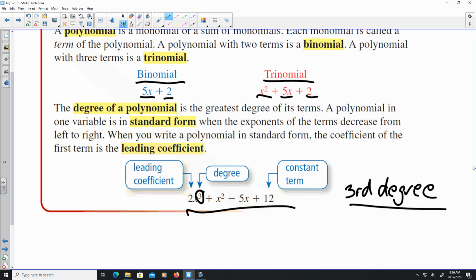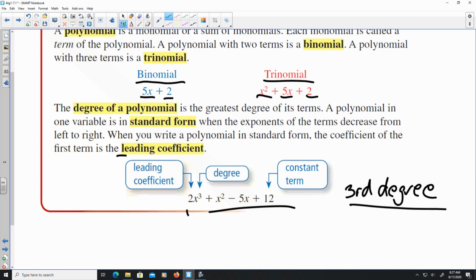To write things in standard form, in this case, it's already written in standard form. What you are going to do is pick the term that has the largest degree, put that in front, and then write terms in decreasing value. So if you look, I've got x to the third, x squared, x to the first, no variable at the end. Anything that has no variable is considered a constant term. So it's got nothing to do with the value in front of the variable. It's got everything to do with the exponent attached to the variable.